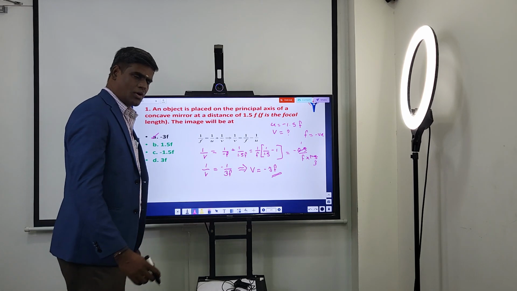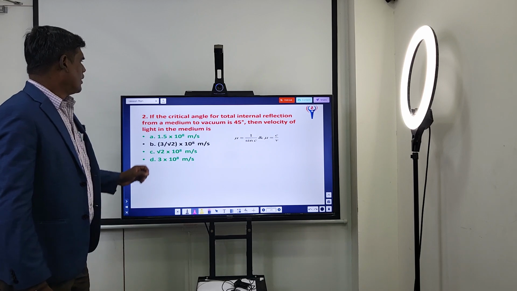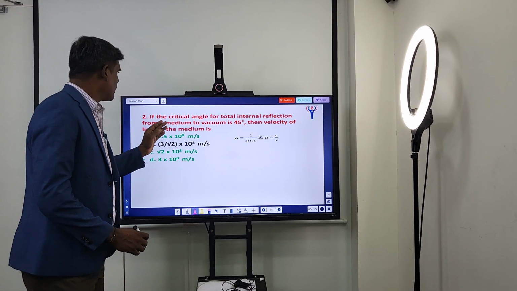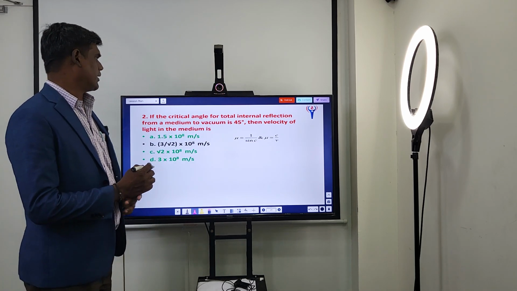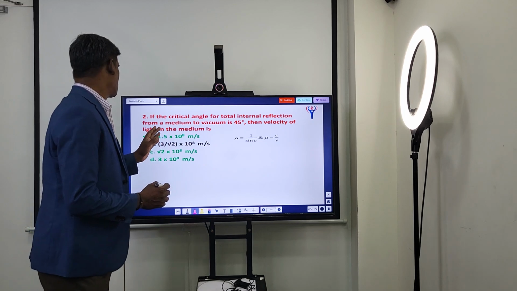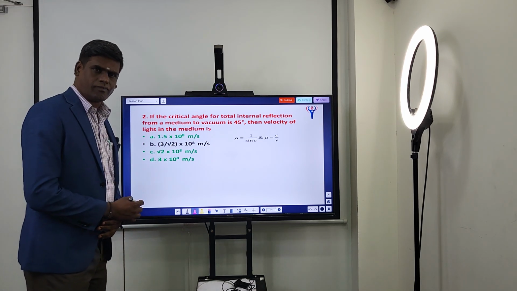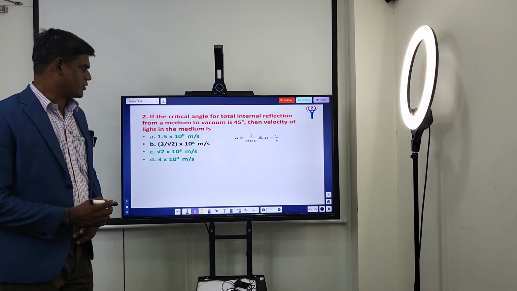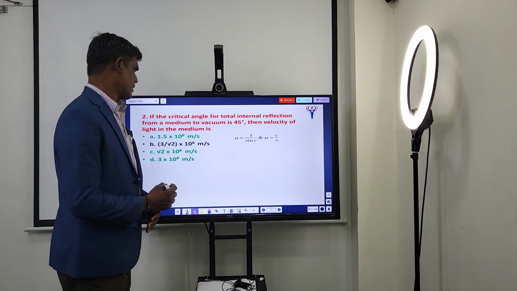Let's move to problem number 2. If the critical angle for total internal reflection from a medium to vacuum is 45 degree, then the velocity of light in the medium is dash. Which option? Yes, B option is the correct answer, that is 3 by root 2 into 10 power 8 meter per second.